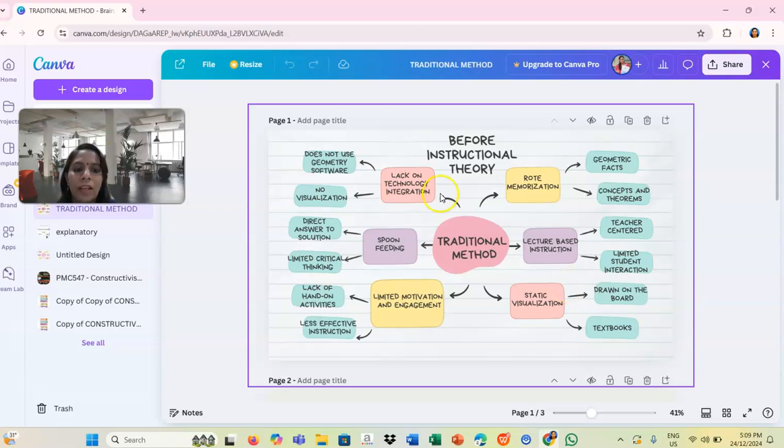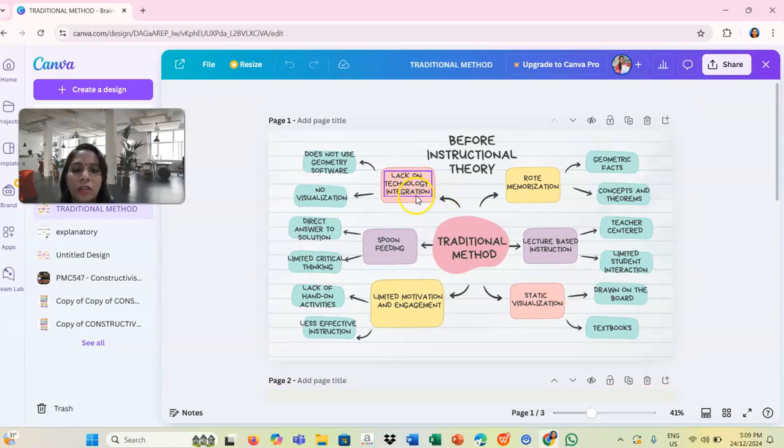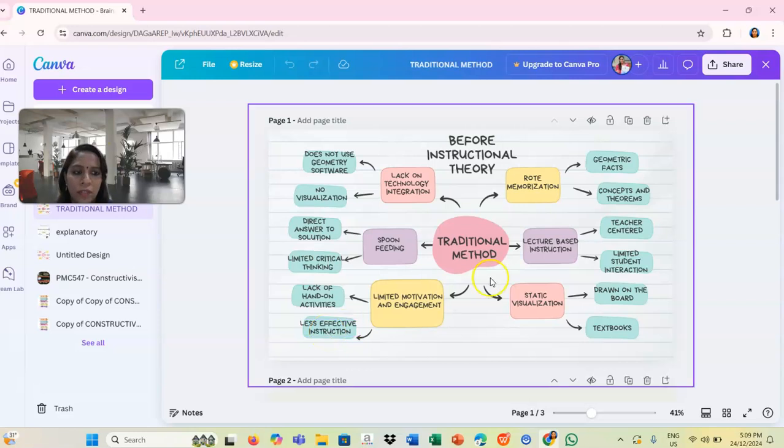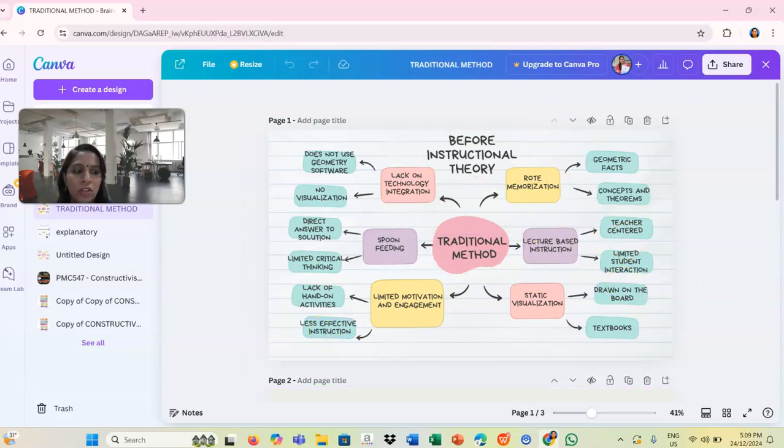All the lines, angles, and triangle properties can be seen on the board or in the textbook. Okay, lack of technology integration. So they do not use geometry software, and then no visualization for the students to understand better about the geometry. And then it's like spoon feeding, where the teacher gives the direct answer to the solution, and this will limit the critical thinking among the students. Okay, last, limited motivation and engagement because of lack of hands-on activities and also less effective instruction. So all these are before the instructional theory.